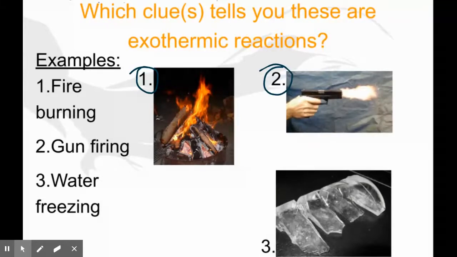Now number 3 is one commonly thought of as an endothermic reaction because when you hold ice in your hand, it feels cold, and generally exothermic reactions make the surroundings feel warmer. However, when you are going from liquid water to ice, heat has to come out of the water in order for it to freeze. So this is an exothermic reaction. Anytime anything is freezing, that's a sign that it's an exothermic reaction.